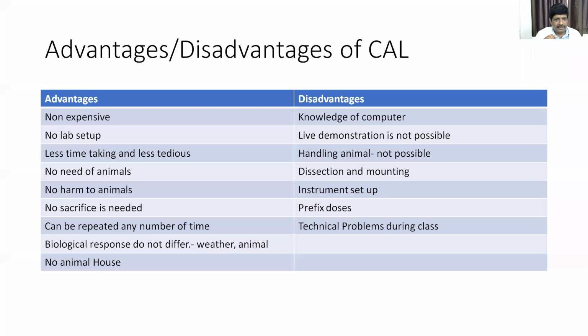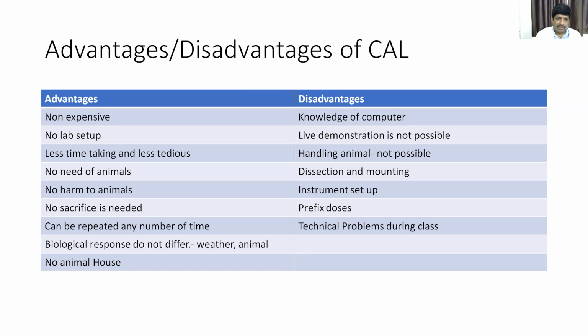So it's less time taking, less tedious, no need of animal, no harm to animal you are doing. This is the harm only which you are doing on the screen. No sacrifice is needed, though the animals are dying, but they are dying in the software. Okay. It can be repeated any number of times. That is the very good thing about the CAL. If you want to really understand, you can keep on doing it. You can try giving lesser dose, more dose, intermediate dose, putting 2 or 3 drugs together and see the interaction, what happens. This is one very important advantage.